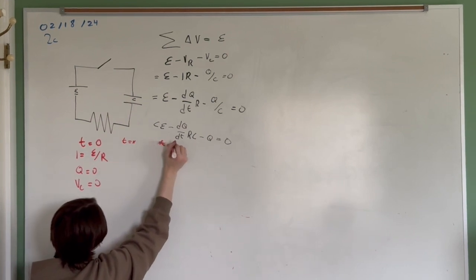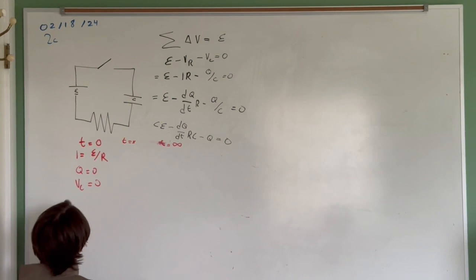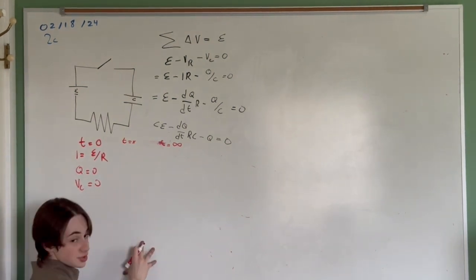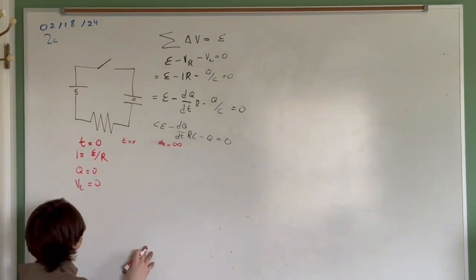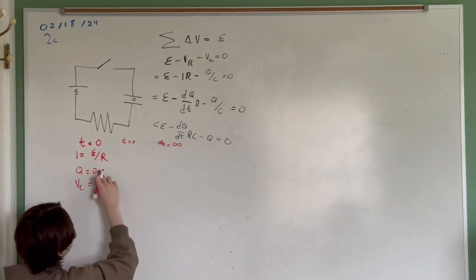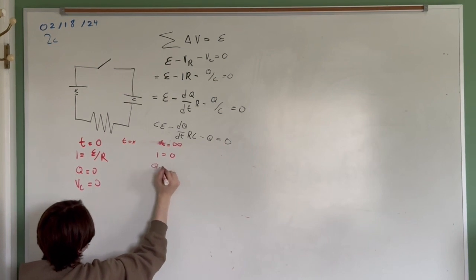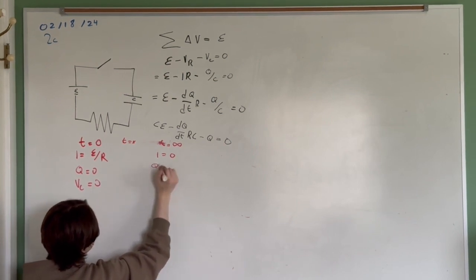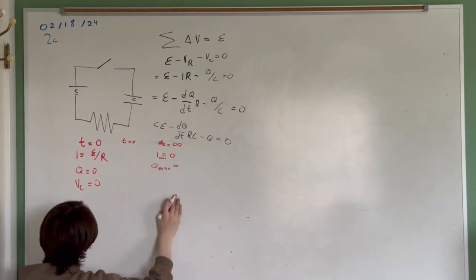At t equals infinity, so after a very long time, the circuit is going to have settled and the capacitor is going to be full. The resistor is no longer going to have any current flowing through it, so there's going to be no voltage drop across the resistor. And we have to figure out the max charge. So we have I equal to 0. What's Q max going to be equal to? It has something to do with the capacitance.